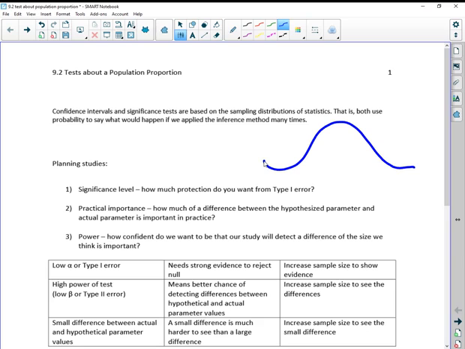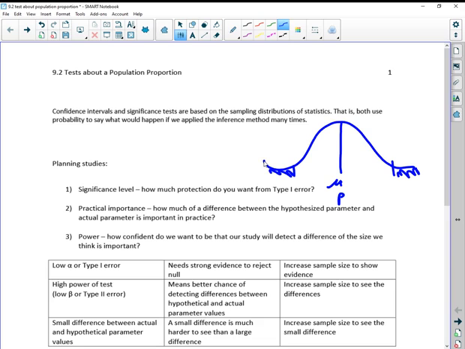Here's your sampling distribution, and you're wondering if you have enough evidence to reject your claim about the parameter, which could be a mean or it could be a proportion, that you think is in the middle.